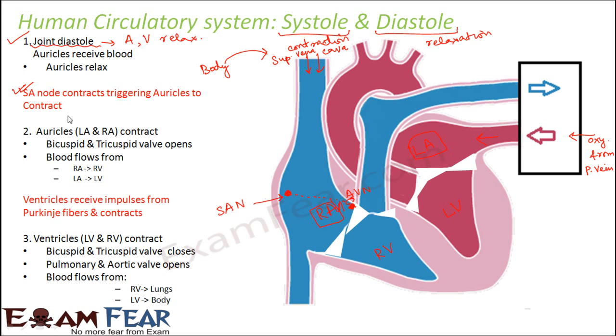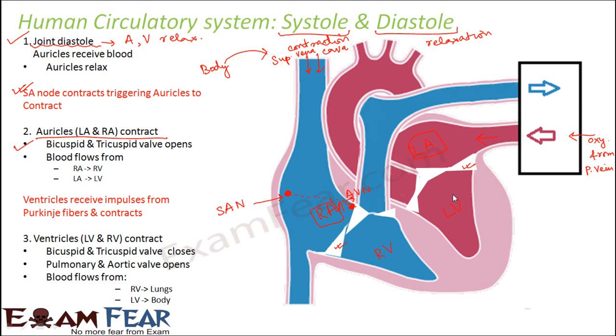Now what happens when the auricles contract? Now when the auricles contract, the bicuspid and tricuspid valves open. What are these valves? These are the valves which are present between the right auricle and right ventricle, and left auricle and left ventricle. That means this valve and this valve. These two valves will open, so blood will start to flow from right auricle to right ventricle and also from left auricle to left ventricle.